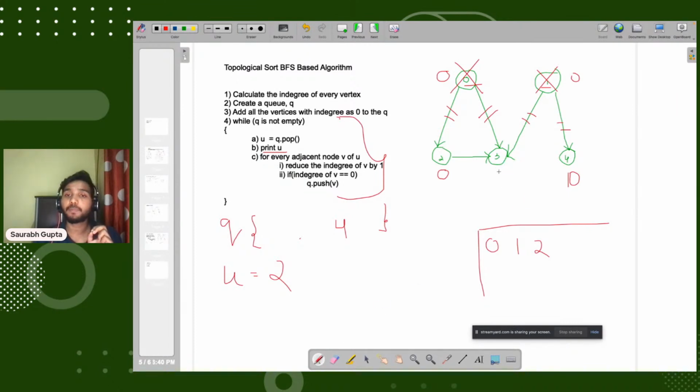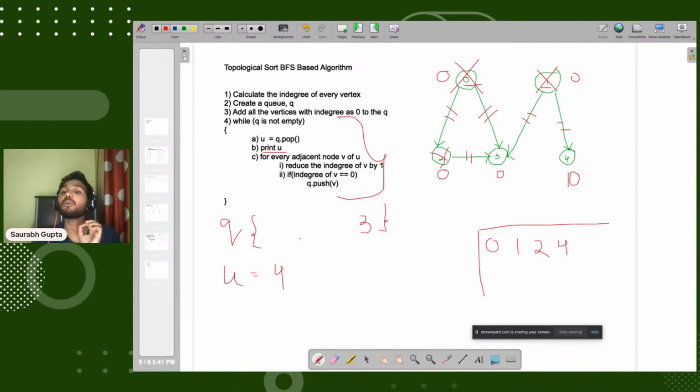It will become 0. Okay, and once it becomes 0, now 3 is free because all of its dependencies have been resolved and 3 can be included into the sort order. So 3 will be pushed inside the queue, 2 will be printed. I will go to the next element in the queue, that is 4. So 4 will be popped out, because the queue is not empty yet, and 4 will be printed.